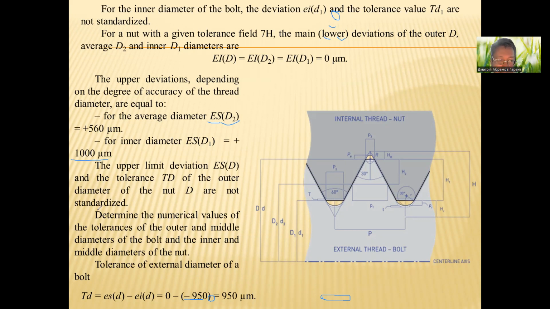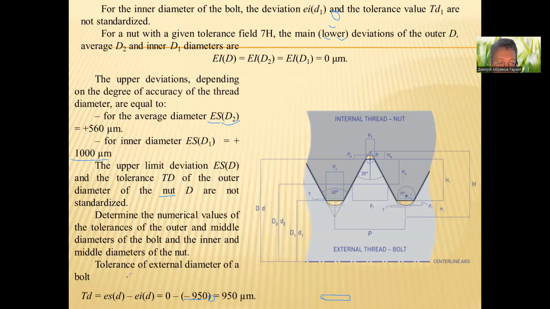The upper limit deviation ES of the outer diameter D, and the tolerance T suffix D of the outer diameter of the nut are not standardized. Determine the numerical values of the tolerances of the outer and the average diameters of the bolt and the inner and middle diameters of the nut.